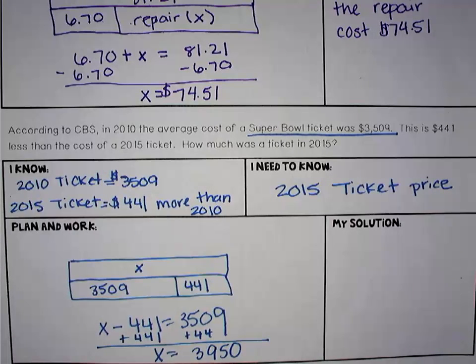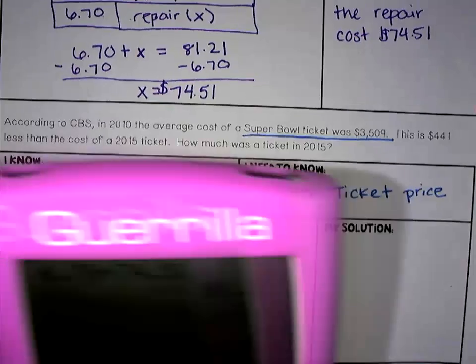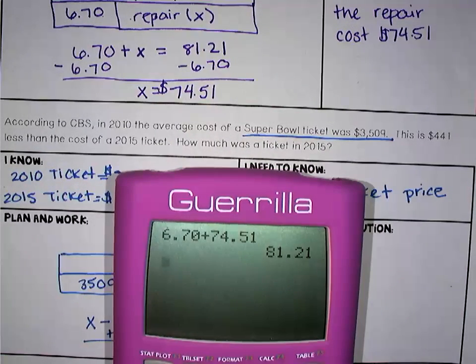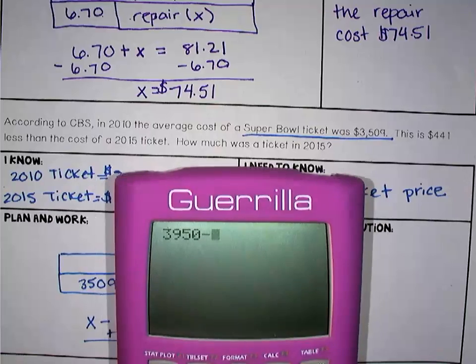Okay, and you go back and check it, right? Add it in your calculator. You have 3,950 minus 441. You should get 3,509. Okay, you can always go back and check.